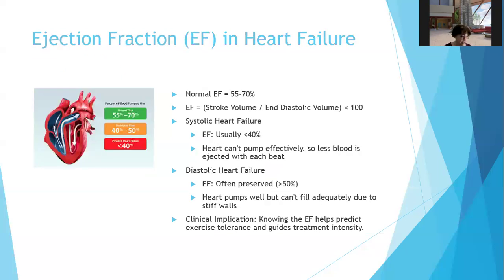So ejection fraction is a measure that's usually used to classify heart failure. Normal is between 55 to 70%. If you're below 40%, you're considered to be in heart failure. If you're below 25%, you're considered to be in end stage heart failure. However, it can be reversed sometimes, depending on what the cause is.